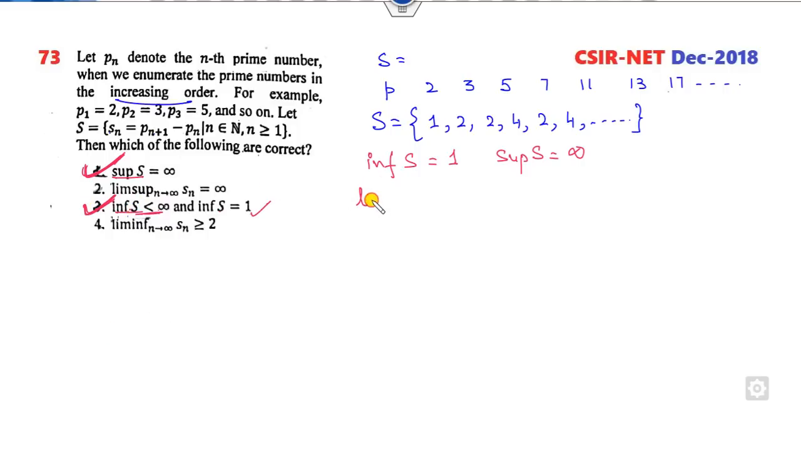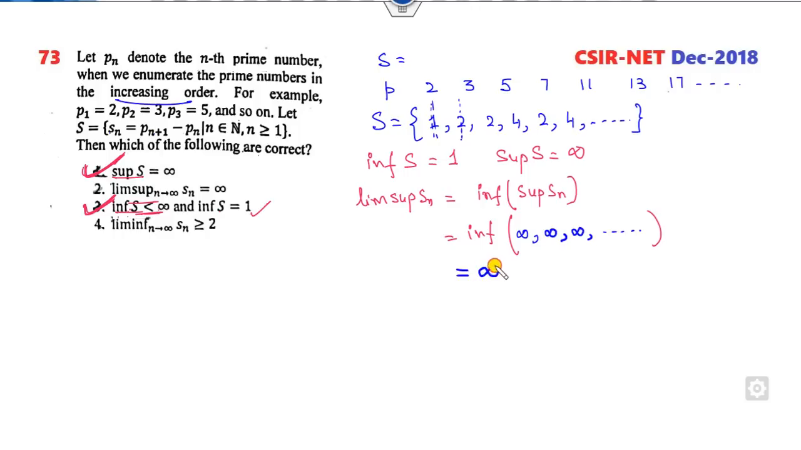Now limit supremum of the s n. What is the meaning of that? That is infimum of the supremum of the s n. So how can you find that? That's very simple. Firstly, find the supremum of this, infinity. Then you can discard the first element, find the supremum of the remaining elements, again infinity. Remove this element, find the supremum of this, infinity, and so on. So what is the infimum of this? Infinity. So that's also the correct option.